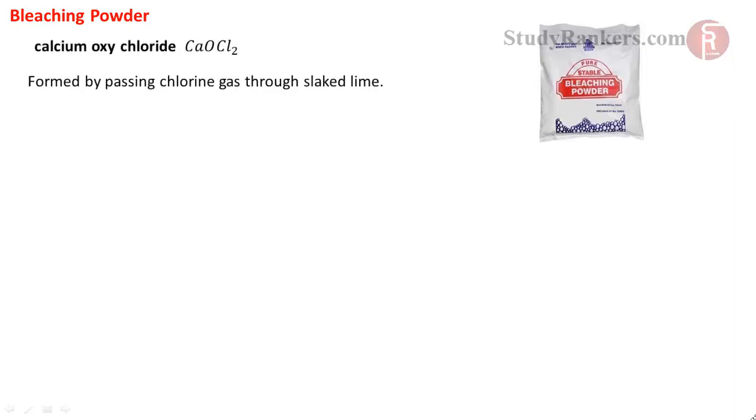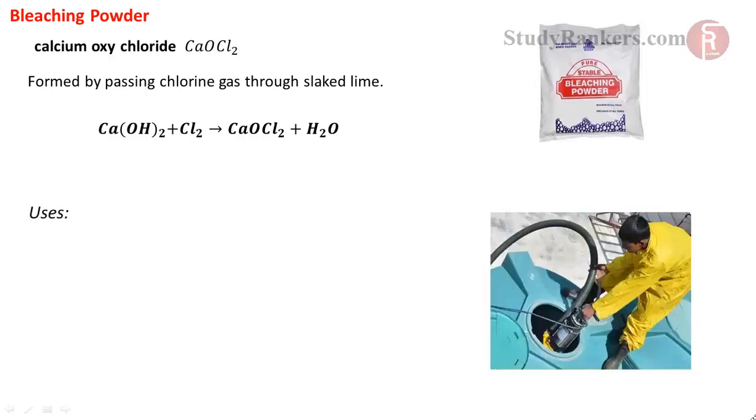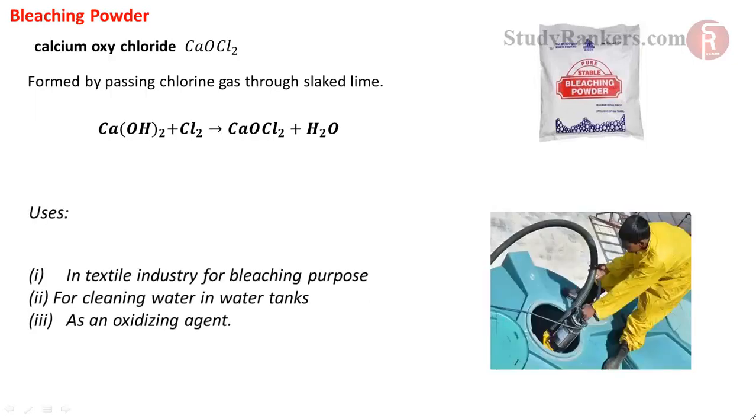Bleaching powder is calcium oxychloride, formed by passing chlorine gas through slaked lime. It is used in the textile industry for bleaching purposes, for cleaning water in water tanks, and also as an oxidizing agent.